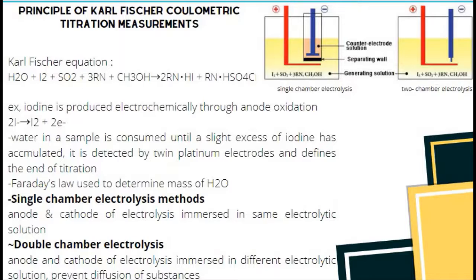Now we talk about the electrolysis method. The single chamber electrolysis method is the method in which the anode and cathode of electrolysis are immersed in the same electrolytic solution, whereas the double chamber electrolysis method is the method in which the anode and cathode of electrolysis are immersed in different electrolytic solutions. The purpose of using two different electrolytic solutions is to prevent diffusion of substances used.